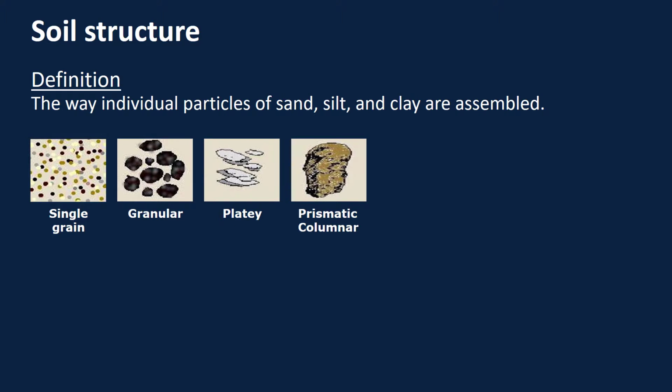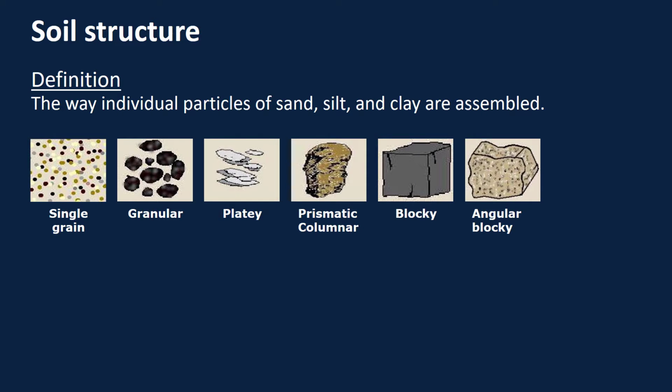And the next one is called prismatic columnar, and it looks about how it sounds. It's a prism or a column, kind of like a rectangular block. It's a little bit longer than it is wide. And these are usually a little bit deeper in the soil, and they're made from larger particles coming together. The next one is blocky, so it is what it sounds like. It's just block-like structures in the soil. And then angular blocky is if you take those blocky structures and cut off the edges. These are all fairly similar looking, and they're usually a little bit deeper in the soil.